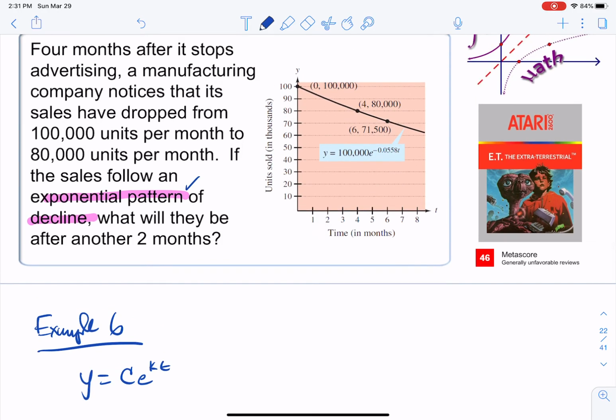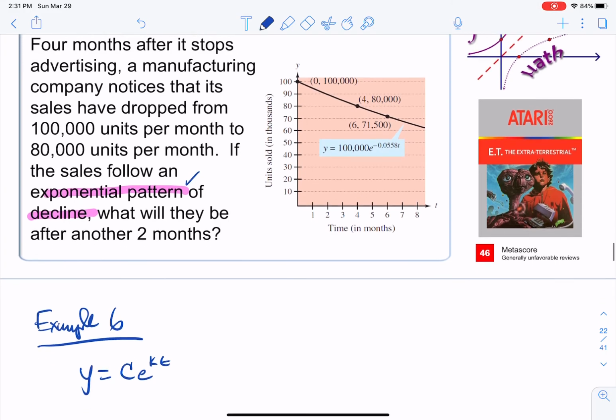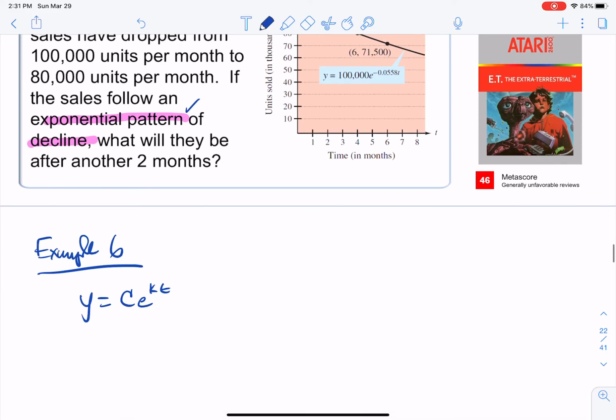So after 4 months of advertising, man, I'm having a hard time reading that. Anyway, we've got 100,000 units drops down to 80,000 units. So in other words, we're going to assume we're starting out at 0, 100,000, right? And you can even see that in our equation here. And then 4 months later, so this is going to be a time t equals 4, we're down to 80,000 units per month. Okay, so those are our points that we're going to plug in there.